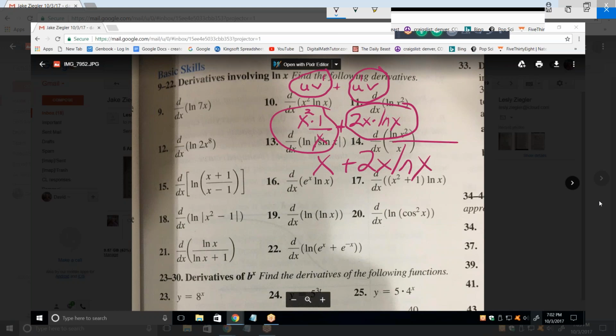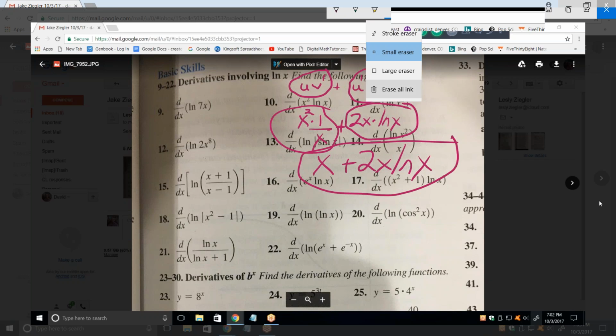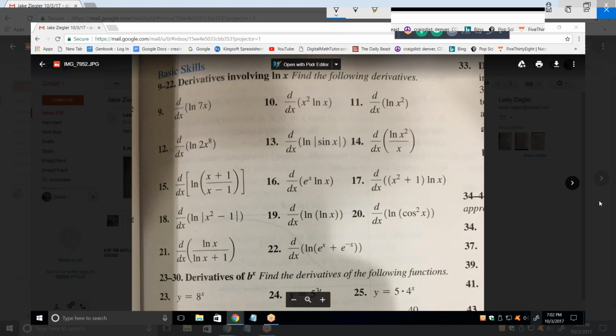And that's a good answer. I could factor out a greatest common factor of x, but there's no real reason to do it. I can't do anything else after factoring that out. Okay? About 11.